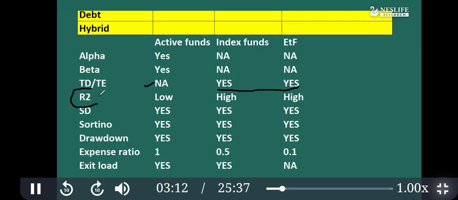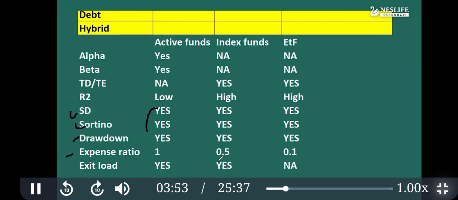R square is supposed to be low in active funds and it should be high in passive funds. Standard deviation, yes, we need it for all to understand the day-to-day variation or risk. Sortino ratio, we need for all. Drawdown is the risk parameter which we need in all. Expense ratio of active funds is maybe 2.5, 2 or 1. But in our scenario, we take active funds which have less than 1% expense ratio. But in the market, there can be 2 or 2.5 as well.